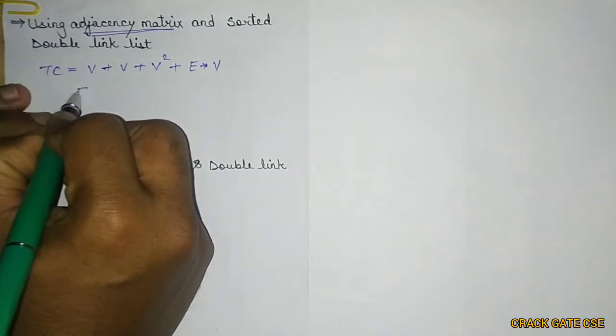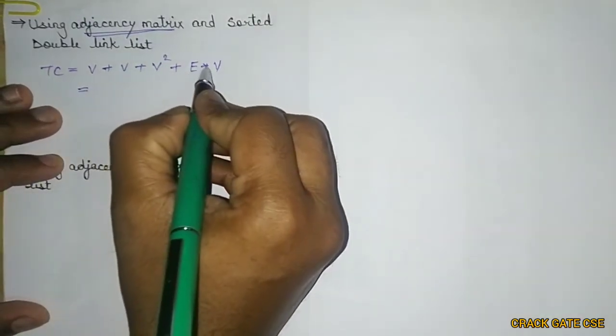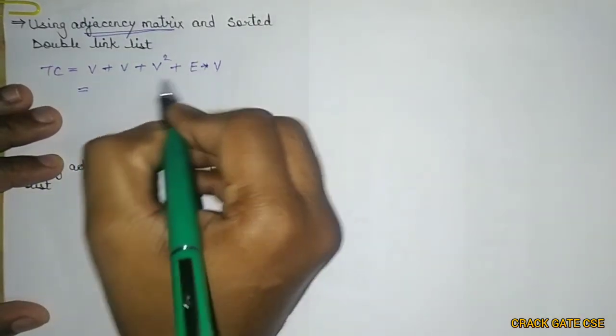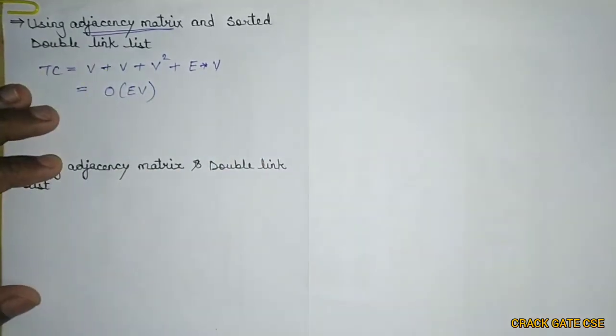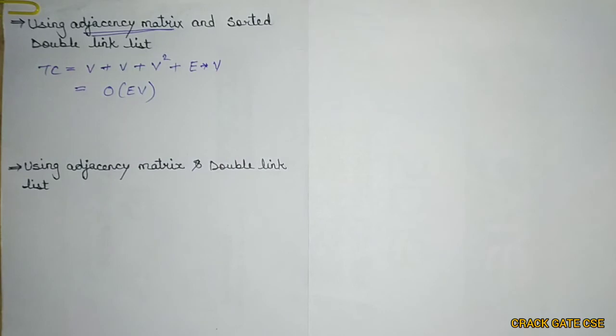So what will be the time complexity? Time complexity will be order of EV because it will dominate. Order of EV is the time complexity using adjacency matrix and sorted double linked list, right?